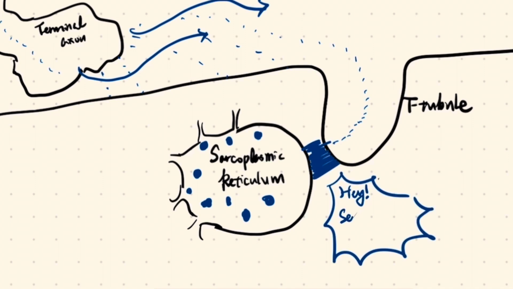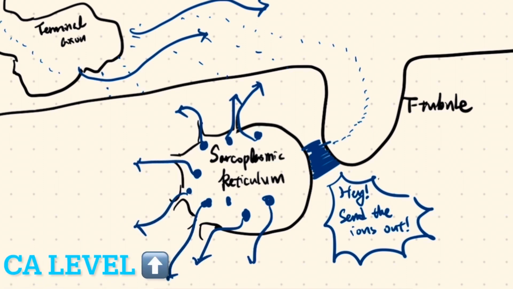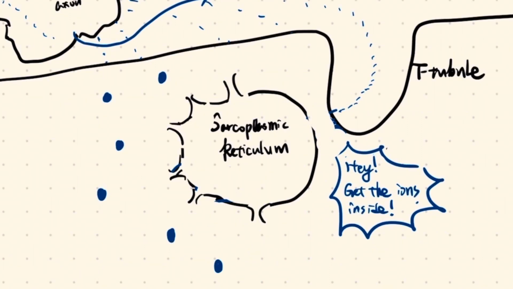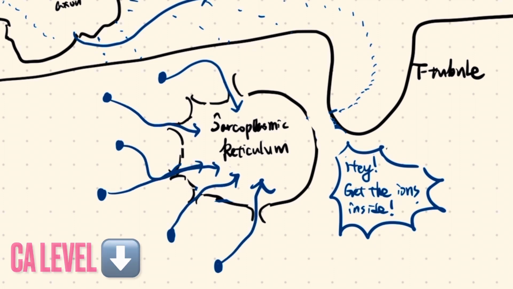We can think of sarcoplasmic reticulum as an organelle that stores calcium ions. Upon receiving the chemical signals from the brain to contract our muscles, the sarcoplasmic reticulum spits out calcium ions, causing the calcium levels in our cells to increase. And when not signaled, the sarcoplasmic reticulum sucks in the calcium ions, causing the calcium levels in our cells to decrease. Now, why do we care about our muscles' intracellular calcium level?